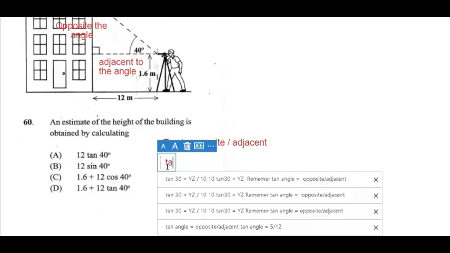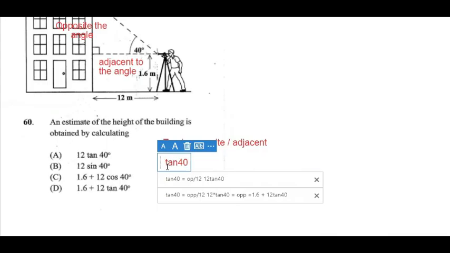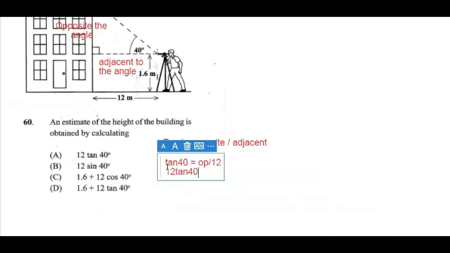So it is tan 40 is equal to opposite divided by 12, and the 12 being the adjacent. So therefore opposite is equal to 12 tan 40. And as I stated before, that does represent 3/4 of the building. There's still about a quarter remaining, which is the height of the surveyor, as it was given as 1.6 meters.